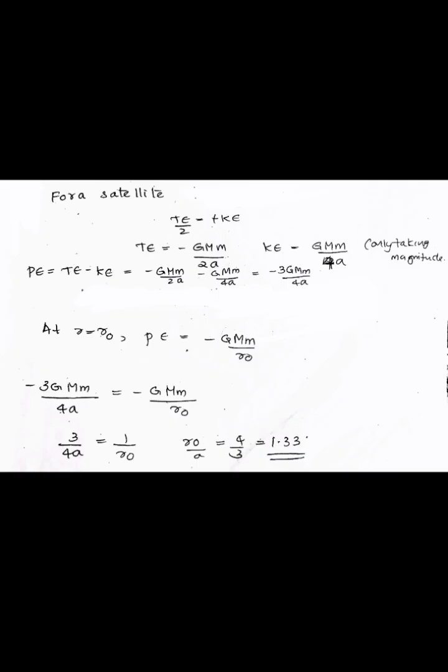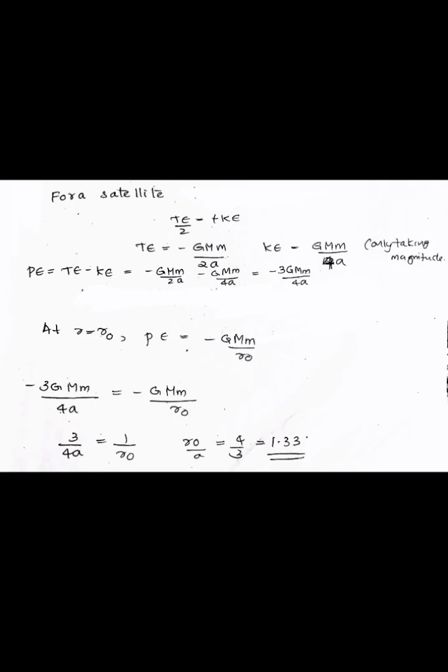So for a satellite, we know that the total energy by 2 is the kinetic energy. That is, total energy is equal to minus GMm by 2a. So kinetic energy is equal to GMm by 4a. That is, potential energy is equal to total energy minus kinetic energy. That is equal to minus GMm by 2a minus GMm by 4a. That is equal to minus 3 GMm by 4a.